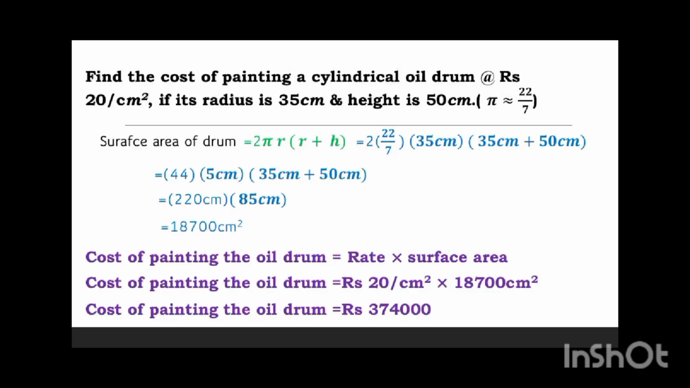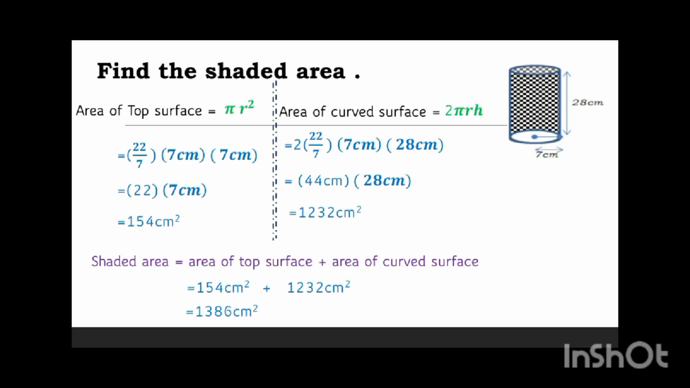Now you have to add 50 centimeter with 35, so 85 centimeter. Like we have to do here, 7 divided by 35, so we can solve this, and we have 44 multiplied by 5, we're going to get 220. You have to multiply these both, we're going to get 18,700 centimeter square. So cost of painting the oil drum is rate multiplied by surface area, so 20 multiplied by 18,700. You have to remove the zeros, multiply it, and we're going to get 374,000.